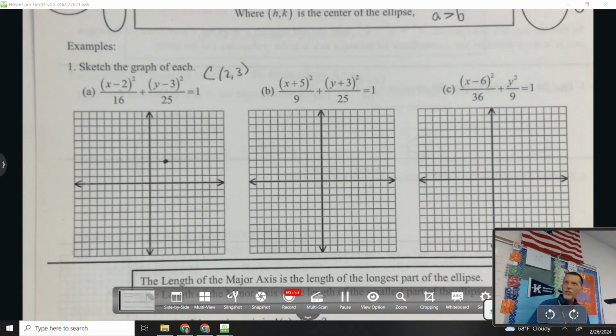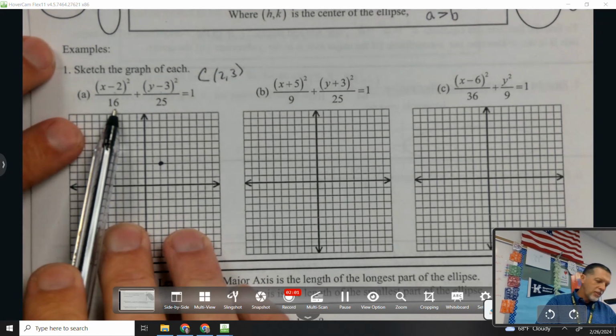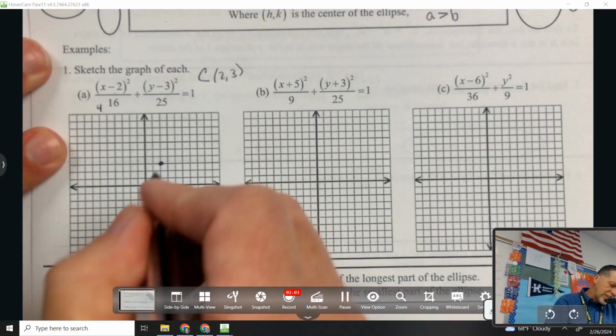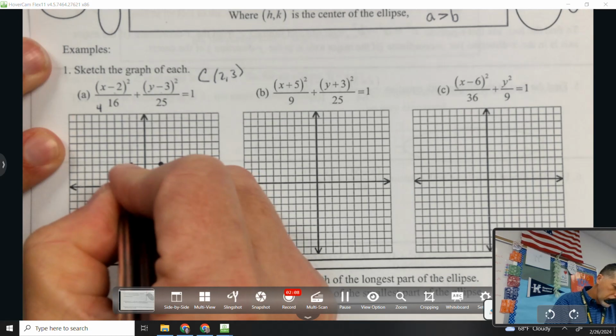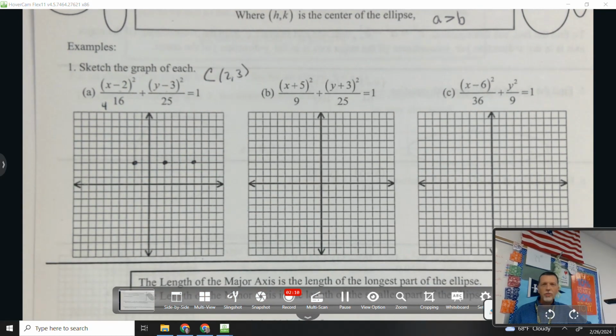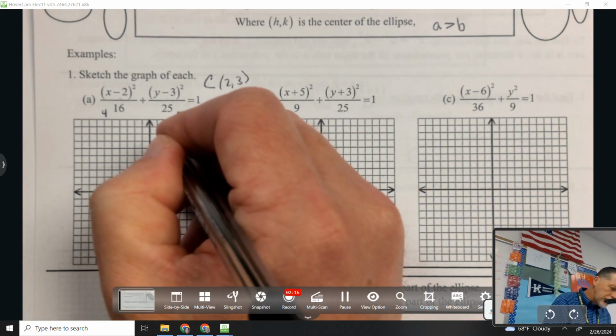And then again, for ellipses, and even when we do hyperbolas, for graphing, it doesn't matter who's A and who's B. 4 squared is under the x, so I'm going to go 4 in the x direction. And then I'll go 5 in the y direction, 5 up and 5 down.